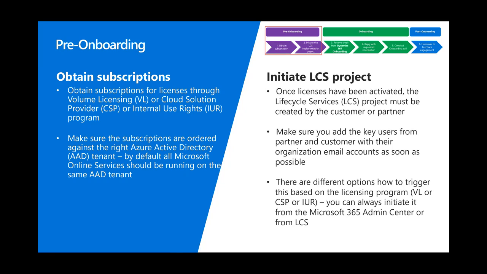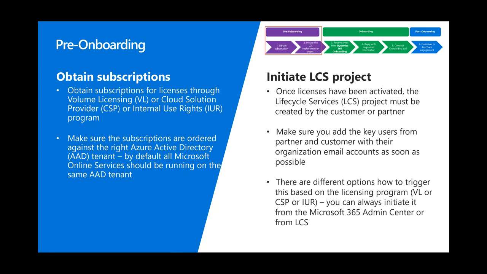As far as LCS project creation goes, the different purchasing programs have slightly different flows for how the implementation project creation is triggered. In the case of volume licensing, for example, an email is sent from the volume licensing online service account to the administrator, and the email contains an activation link. Well, often that email can't be found. Nobody knows who it was sent to. It might have ended up in the junk folder.